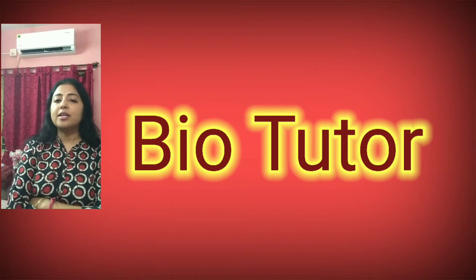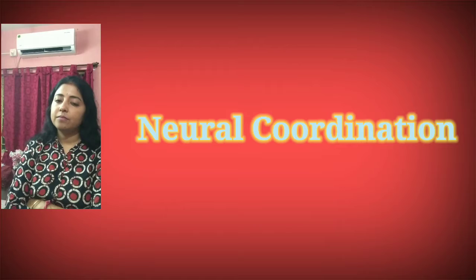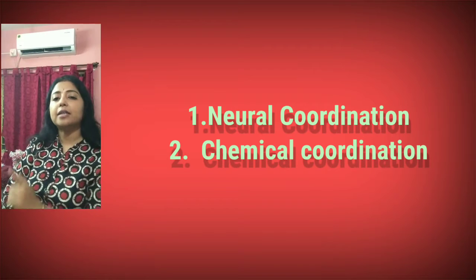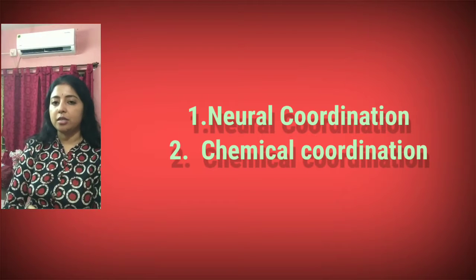Today I have come with an interesting part of animal physiology, that is neural coordination. Actually, coordination is of two types. One is neural coordination and another is chemical coordination. In case of chemical coordination, some chemical secretions, that means hormones, are involved. They will be secreted from some endocrine glands.